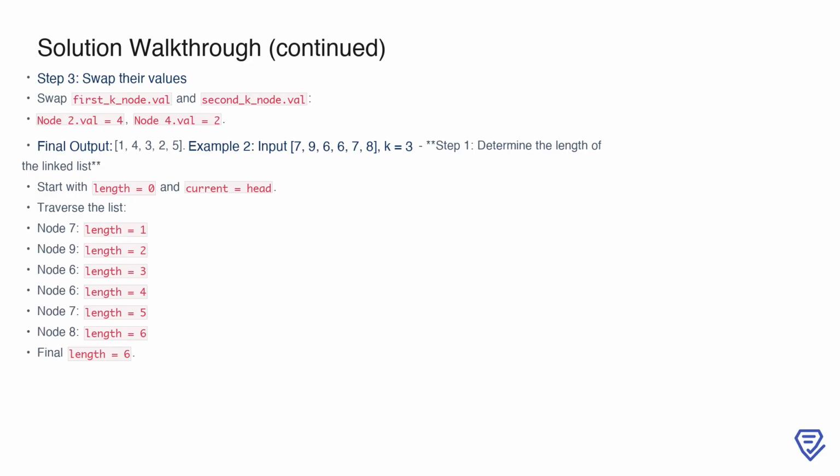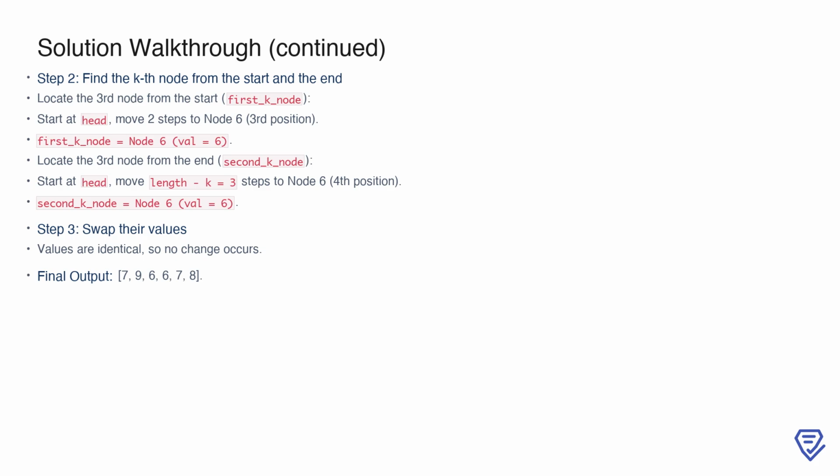Moving to example 2, the input linked list is 7, 9, 6, 6, 7, 8, and k is 3. Again, we begin by determining the length of the list. Starting from node 7, the length becomes 1, then 2 at node 9, 3 at the first node 6, 4 at the second node 6, 5 at node 7, and finally 6 at node 8. The total length of the list is confirmed to be 6.